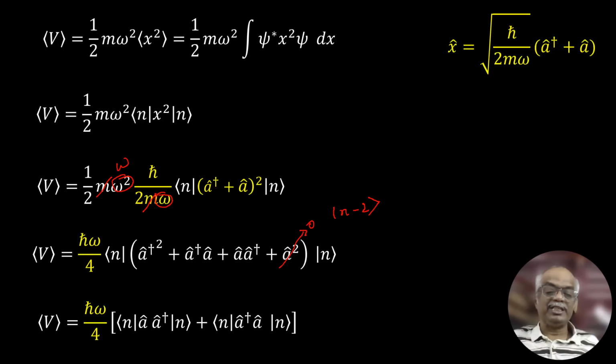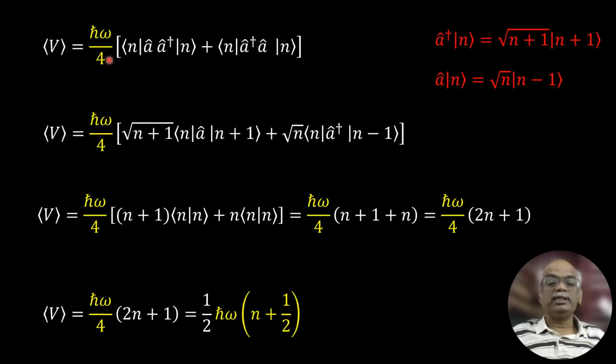Same is the case with a dagger squared. In this case, it will become n plus 2. So naturally, the inner product of n with n plus 2 is 0 due to the orthonormal property. Then only two terms remain. So I can write this inner product into two parts: one with a dagger a dagger, n and n a dagger a n. So now this is h cross omega over 4. Now we will see further simplification of this.